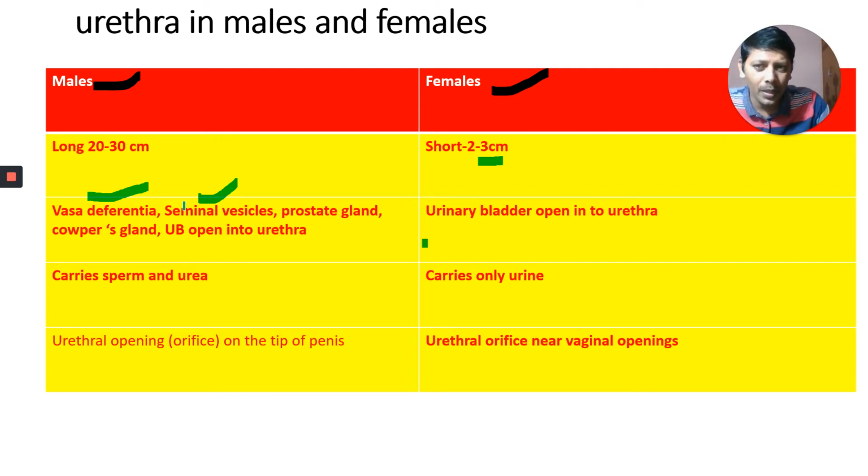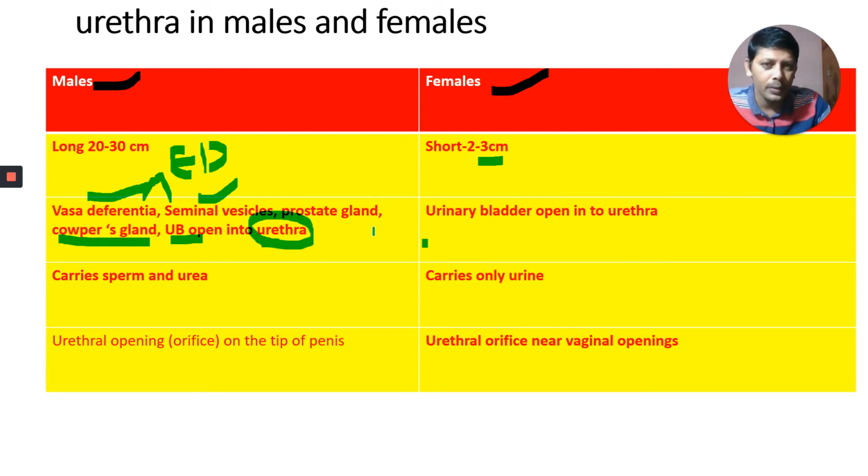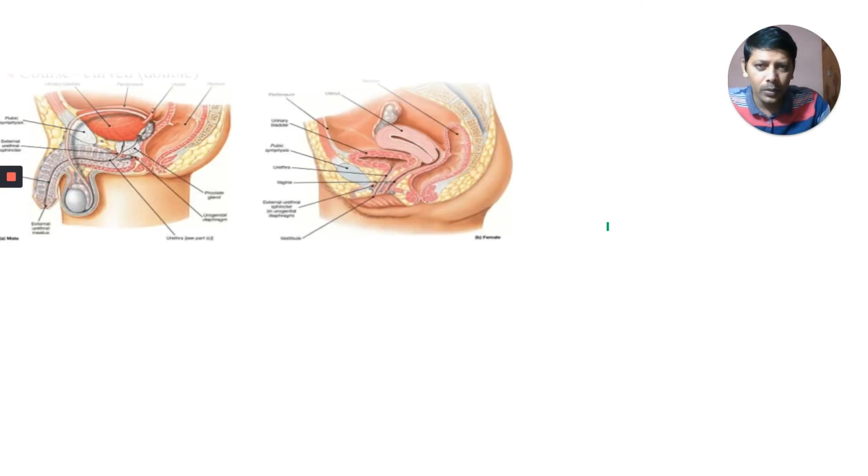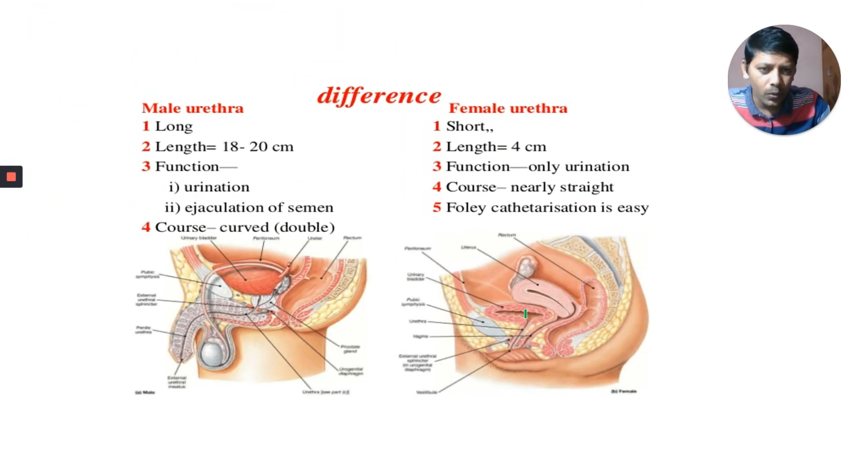That means the vas deferens and seminal vesicle together form the ejaculatory duct. So the ejaculatory duct is opening into it, and the prostate gland is opening into it, Cowper's gland is opening into it, and the urinary bladder also opens into the urethra. These all are opening into the male urethra. But in the female urethra, what is opening? Only the urinary bladder is opening into the female urethra.